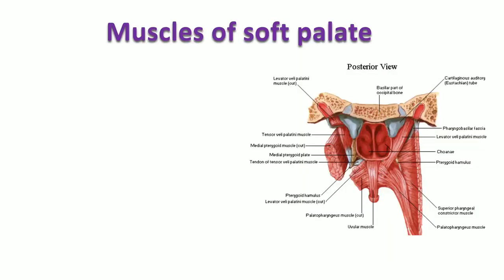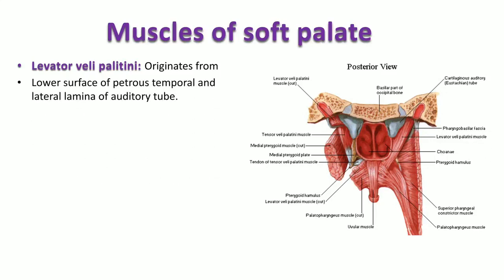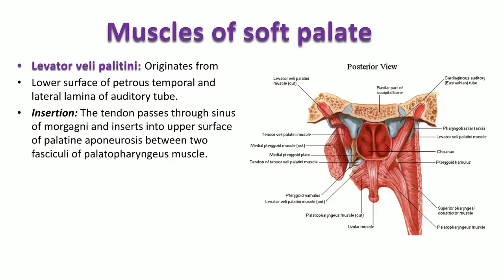The next muscle which we are going to discuss is the levator veli palatini muscle. The levator veli palatini muscle arises from the apex of the petrous temporal, on the undersurface of the apex of the petrous temporal, and it is inserted into the upper part of the palatine aponeurosis. Mainly it arises from the petrous temporal in front of the carotid canal, and also from the medial lamina of the auditory tube.